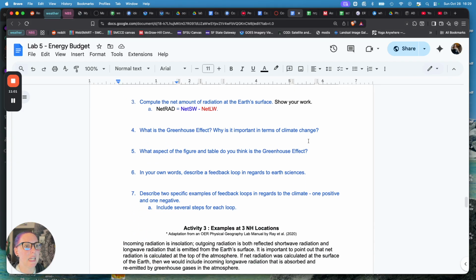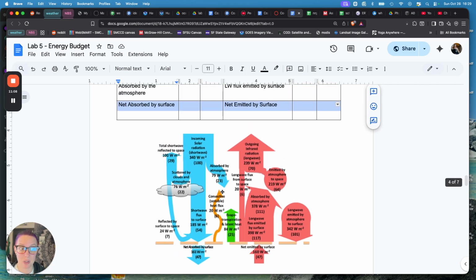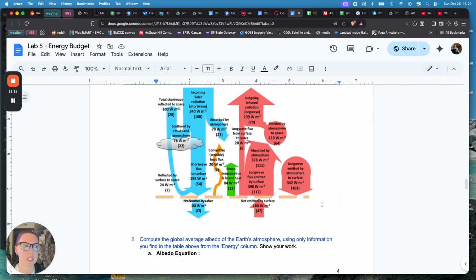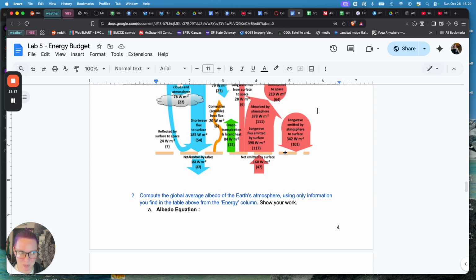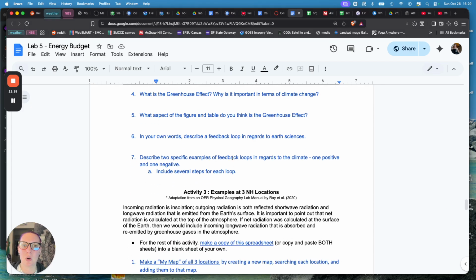And then just some review questions here on the greenhouse effect. What part of this table and figure do you think is the greenhouse effect? There's one very specific component that is the greenhouse effect. And then I want you to also tell me about feedback loops in earth sciences. So perhaps you've gotten to this in your classes, I'm not entirely sure, but it is a really important concept when we're talking about things like climate change and climate variation. So it's still a good, useful thing to look into.